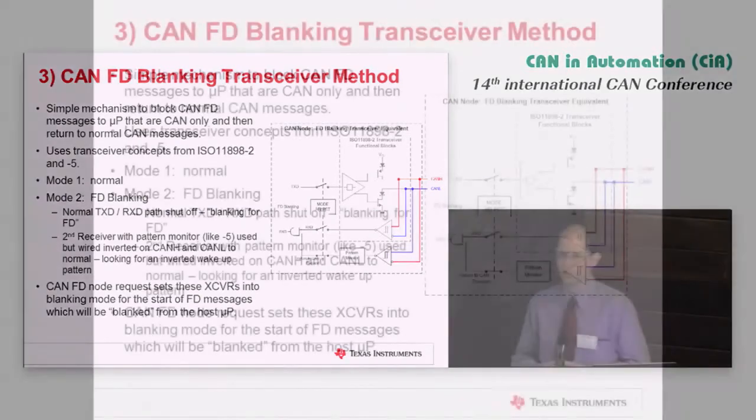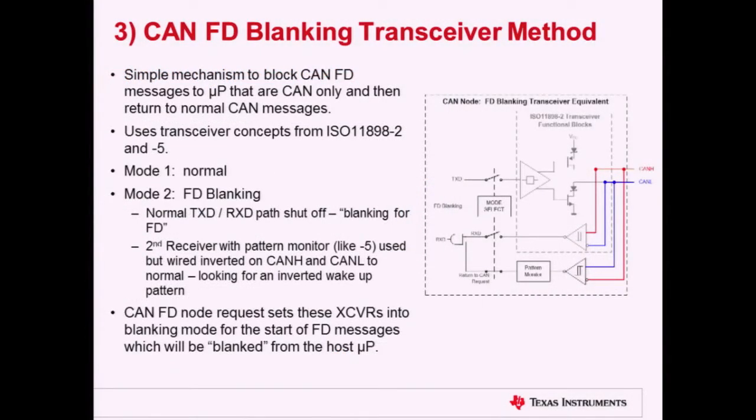The third concept we have, and this is something we'd like to introduce for discussion and an idea, is a new concept. We call it a blanking transceiver. Essentially, it's a simple mechanism where we can block the CAN FD messages going to the microcontroller that is CAN only. And it's based on already known concepts in Part 2 and Part 5 of the CAN standard.